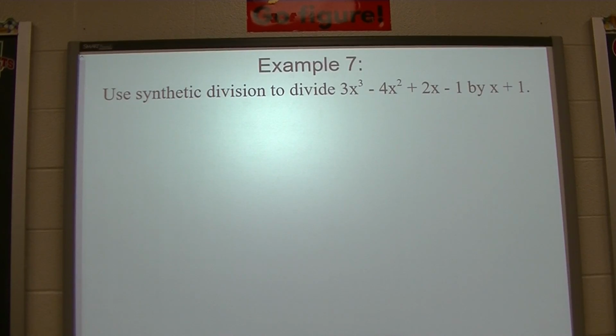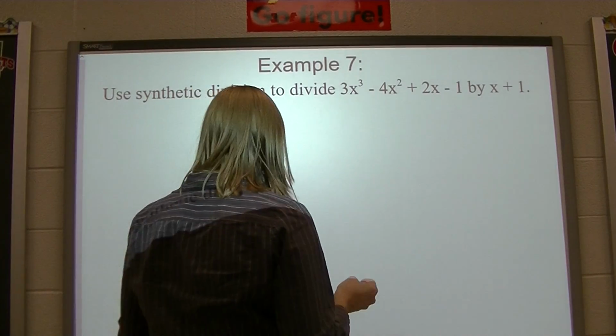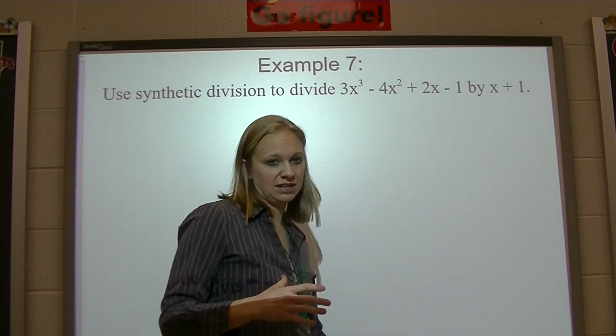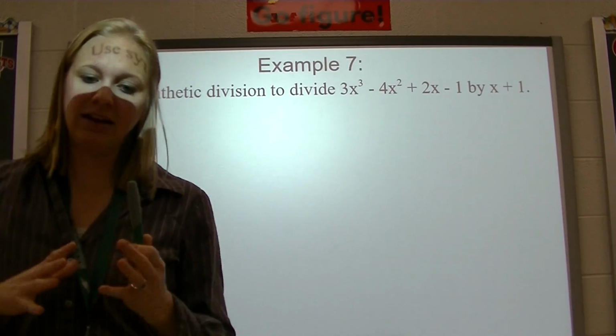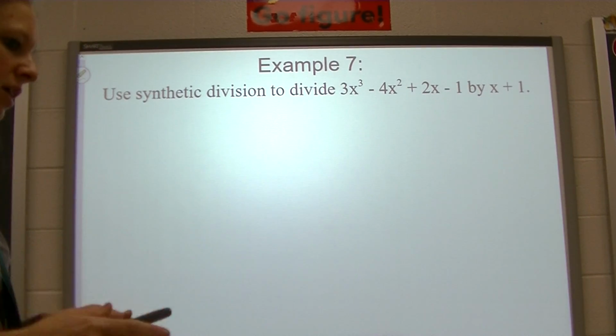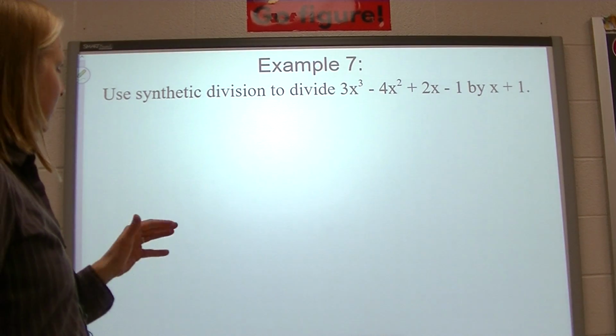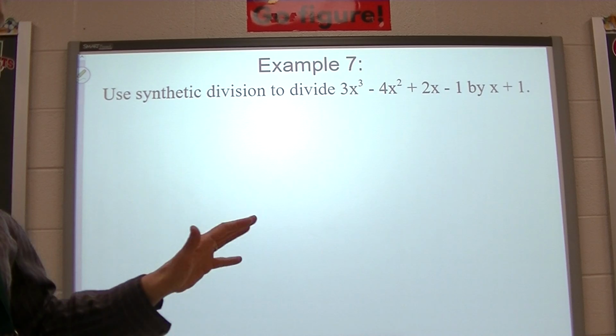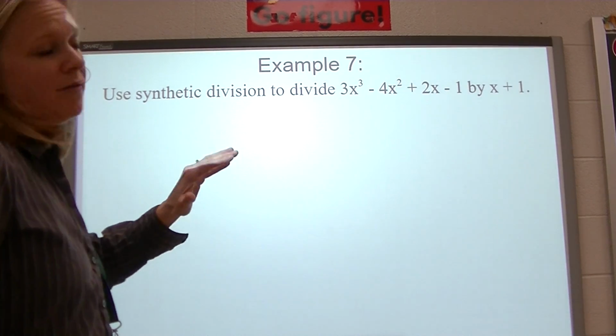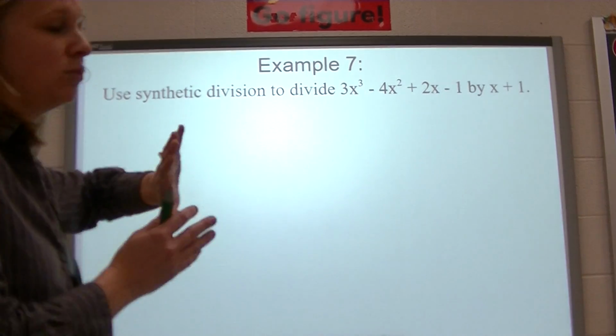All right, so now we get to work with synthetic division. One thing that's really nice about synthetic division is it kind of makes everything a little bit neater. Some people find it easier, some people find it harder. If you do not like synthetic division, or right now at this point you are really comfortable with long division, then don't even watch this.